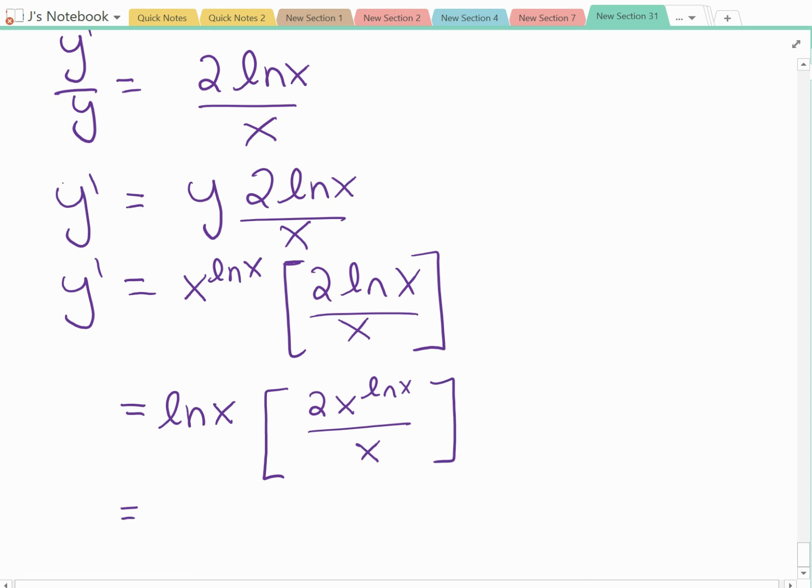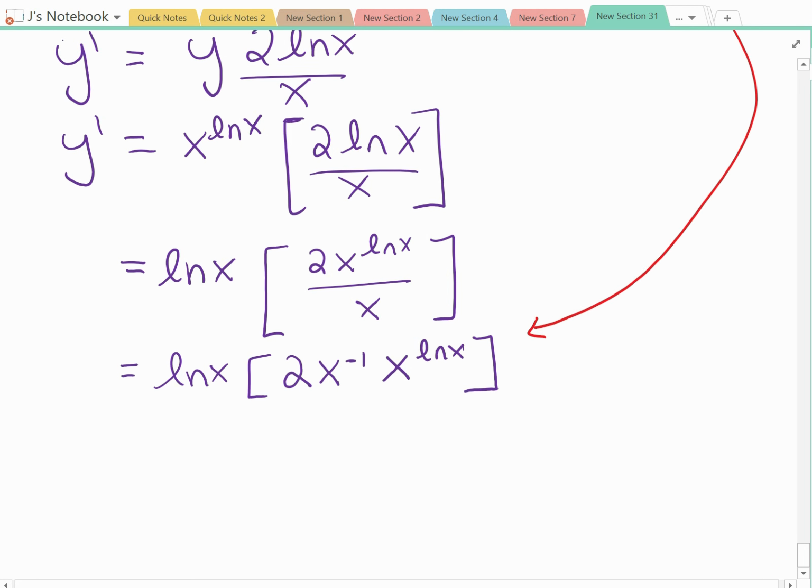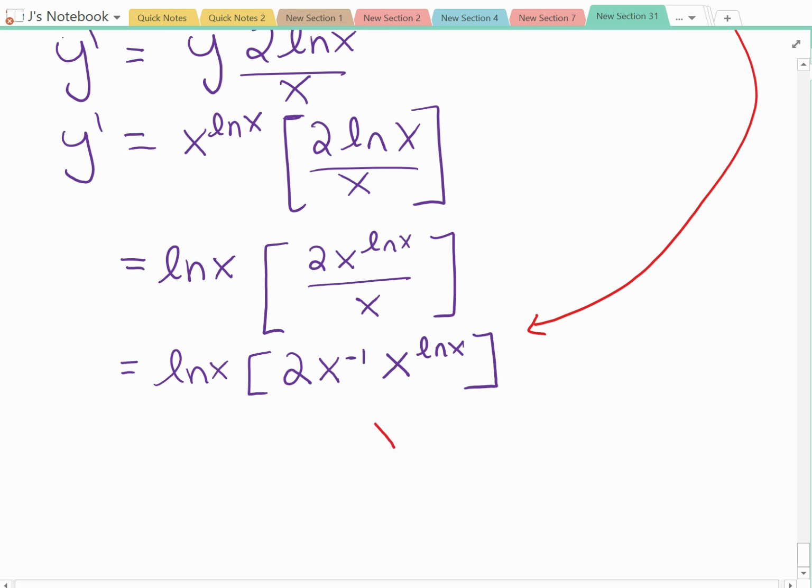And let's see, this is ln of x times, we'll write the division by x, the x on the bottom is x to the power of negative 1, times x to the ln of x. Okay, this is one opportunity to simplify. If you have x to the a times x to the b, exponent law says that's x to the a plus b. So we can use that exponent law down here. That's going to be x to the power of ln of x minus 1. We still have a ln of x in front and a 2 in front.